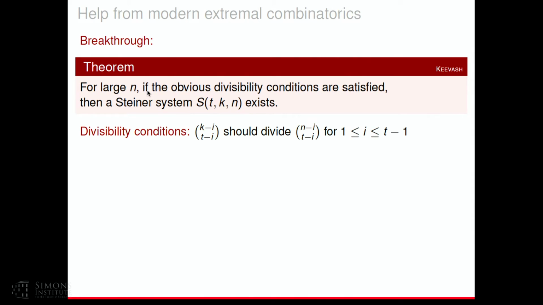What do I mean by obvious divisibility conditions? Well, I wrote them down here, but basically, I did this exercise for the triangles of what kind of divisibility conditions one needs, and now you have to do the same thing in the general case. But let me not go into how you get exactly these, but it's not difficult. So these are the obvious conditions that you need in order to get one of these Steiner systems, and his result says that indeed, then you get one.